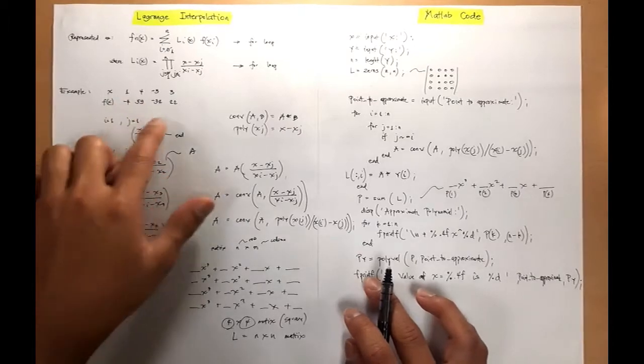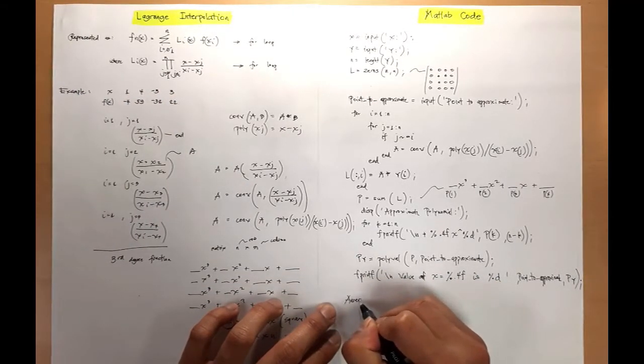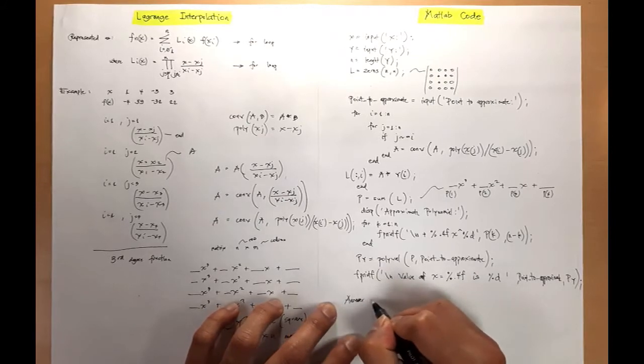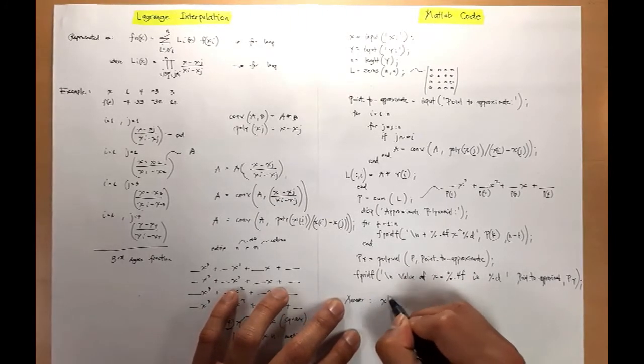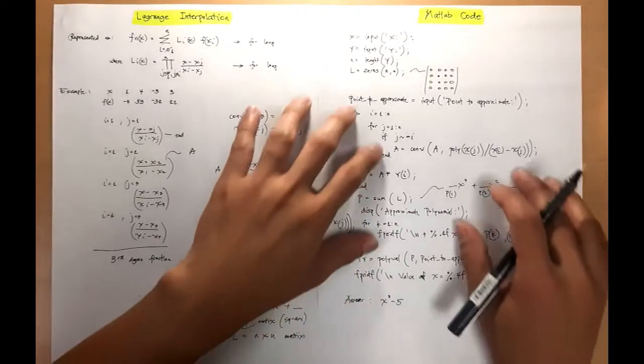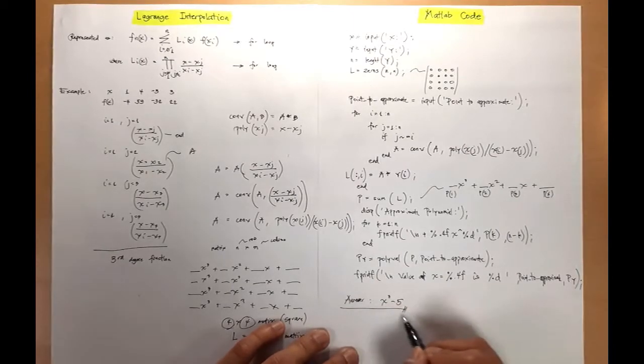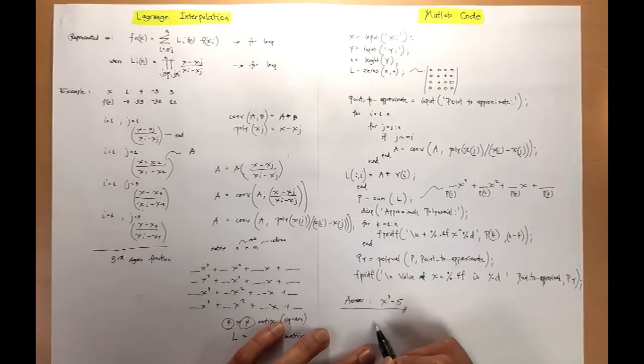Now if we try to solve this function, the answer is equal to x cubed minus 5. Let's try to put this code into MATLAB so that we'll know if we can get the value x cubed minus 5 as the answer.